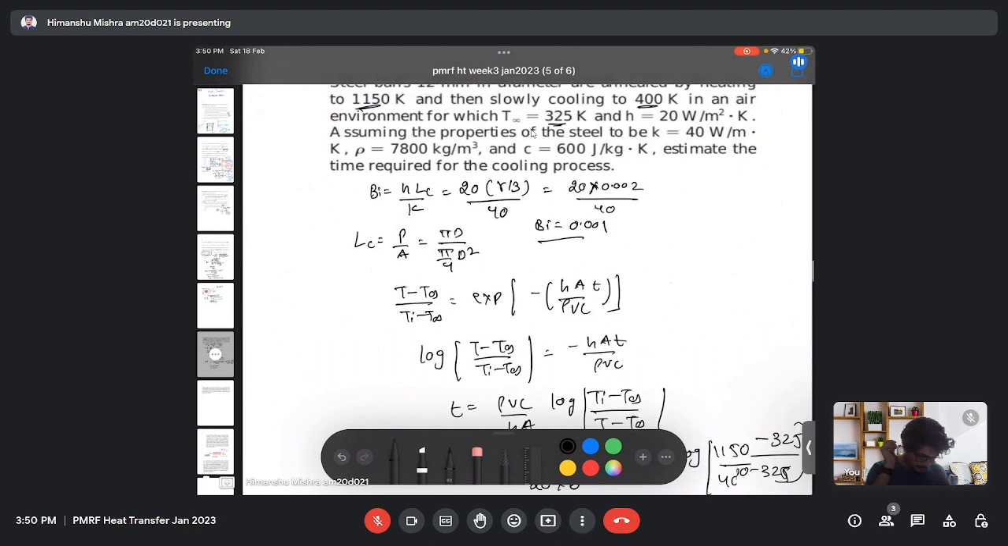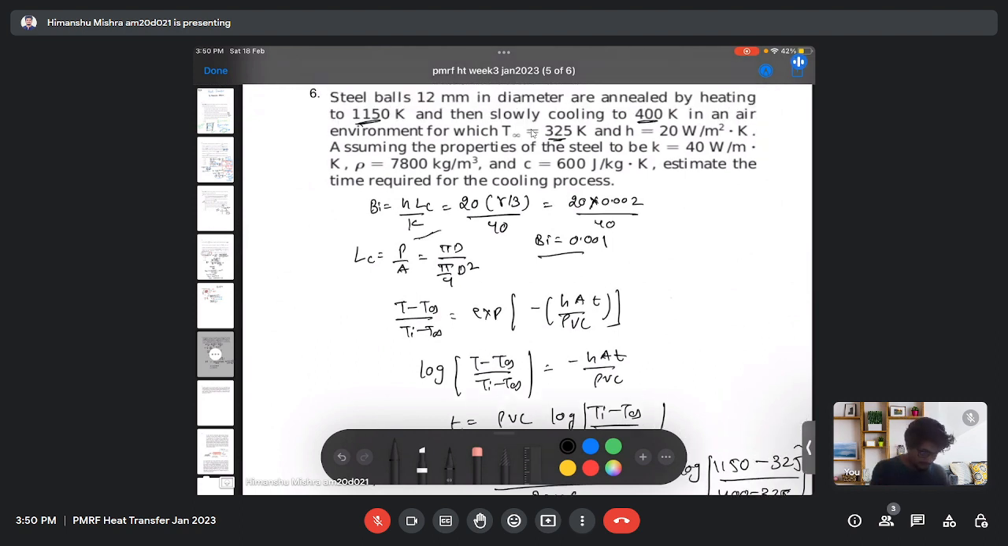So first check the Biot number here. For Biot number, we need this characteristic length, which would be area by perimeter inverse. To calculate the characteristic length, we just need to find the ratio of the cross-section area to the perimeter, and we will get the characteristic length based on the geometry of the body which is given in the question. So based on this, we will calculate the Biot number and decide whether to use the Lumped heat transfer analysis or some other method.